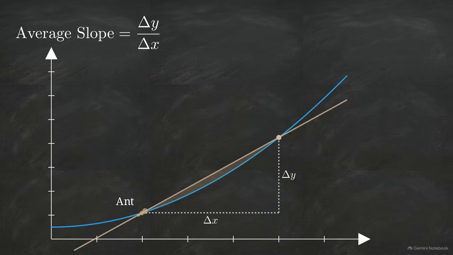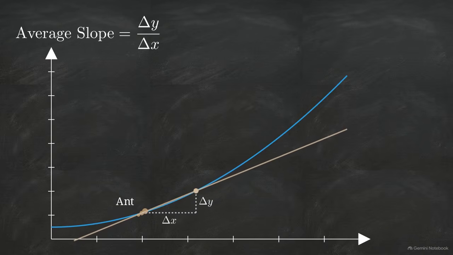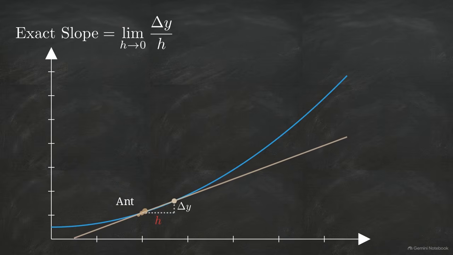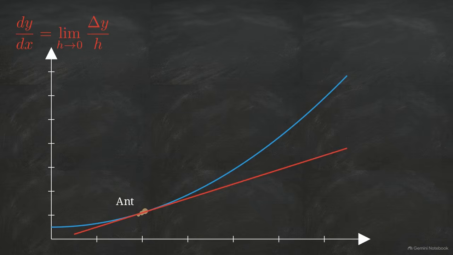To find the exact rate of change exactly where the ant is standing right now, we have to slide that second point closer and closer. The gap between them must become incredibly tiny. We call that tiny horizontal change h. To get a perfect measurement, we use a mathematical tool called a limit to push that gap, h, as close to 0 as physically possible. That is what a derivative is. Written as dy over dx, it is simply the exact local slope you find the moment that horizontal gap vanishes.